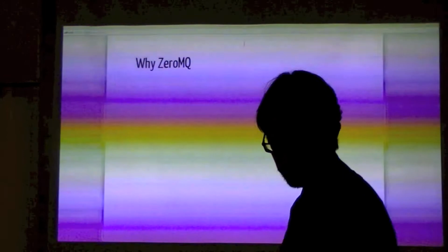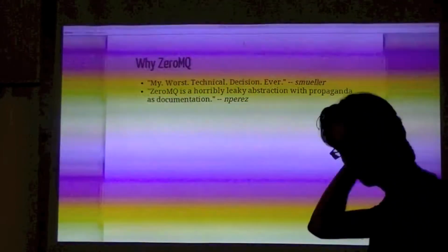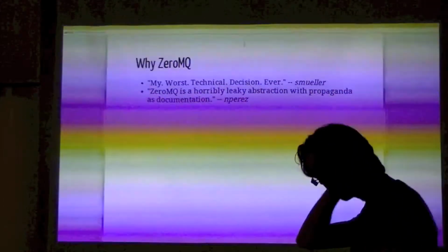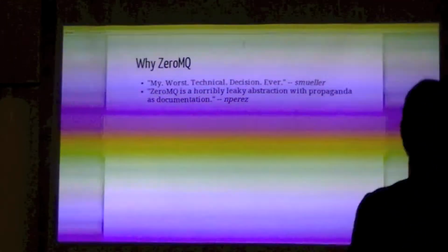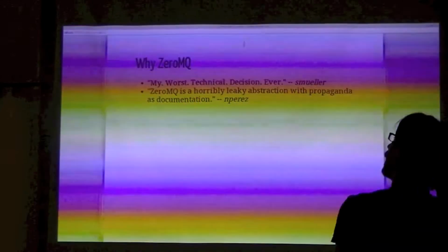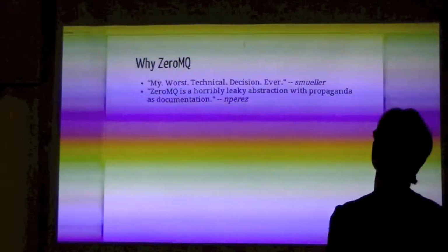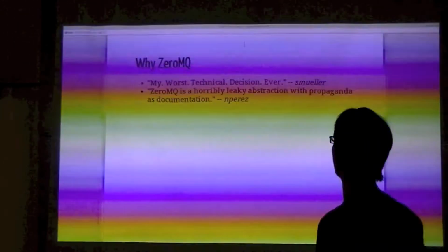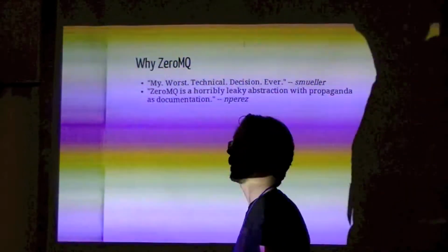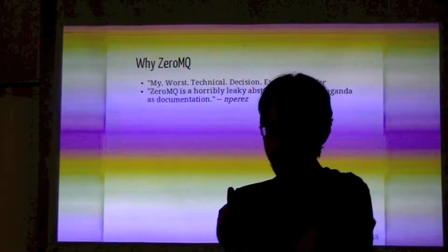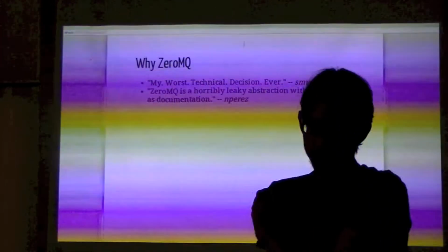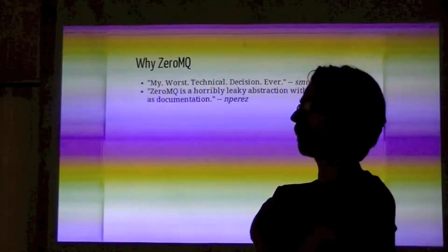Why do we choose 0MQ? So, that was a mistake. Let's see, my worst technical decision ever, that's Stephen Muller. 0MQ is a horribly leaky abstraction with a propaganda as documentation. Yeah, Nick. That actually got retweeted by the 0MQ guy. So, it was not useful for us.